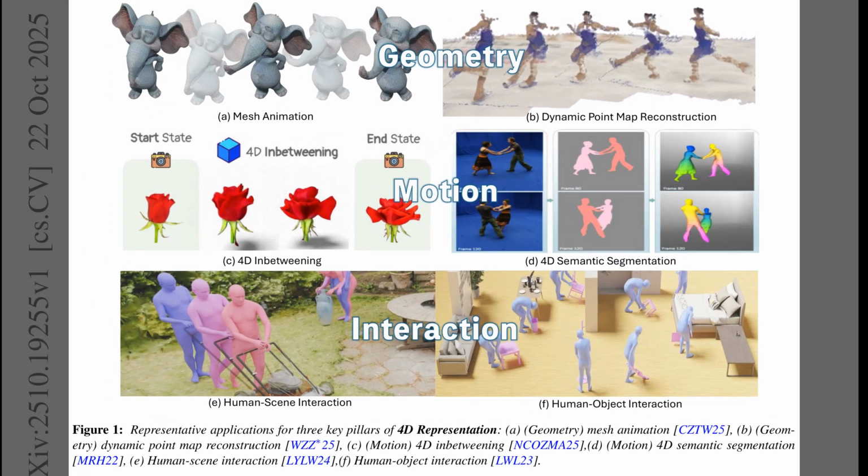Alright, the introduction framed geometry, motion, and interaction as the three pillars. Figure 1 presents representative applications that map to each pillar. The top left shows mesh animation as a geometry task, while the top right shows dynamic point map reconstruction. The middle row illustrates motion, with 4D in betweening on the left and 4D semantic segmentation on the right, which tracks categories over time. The bottom row focuses on interaction, contrasting human-scene interaction and human-object interaction.